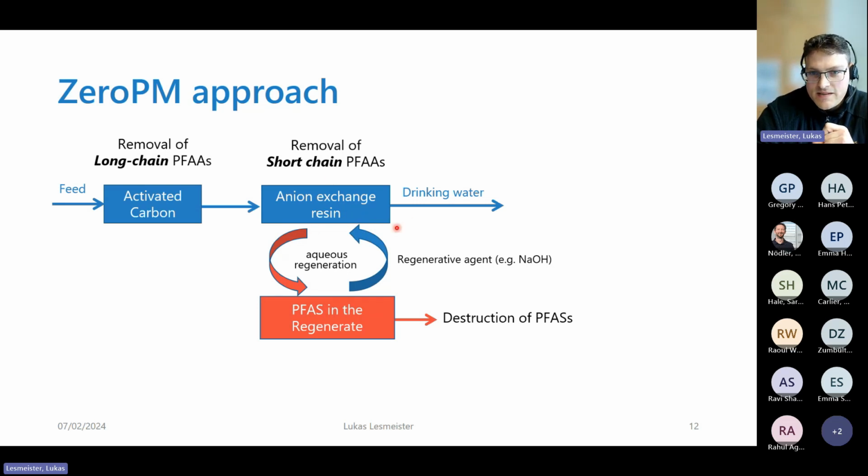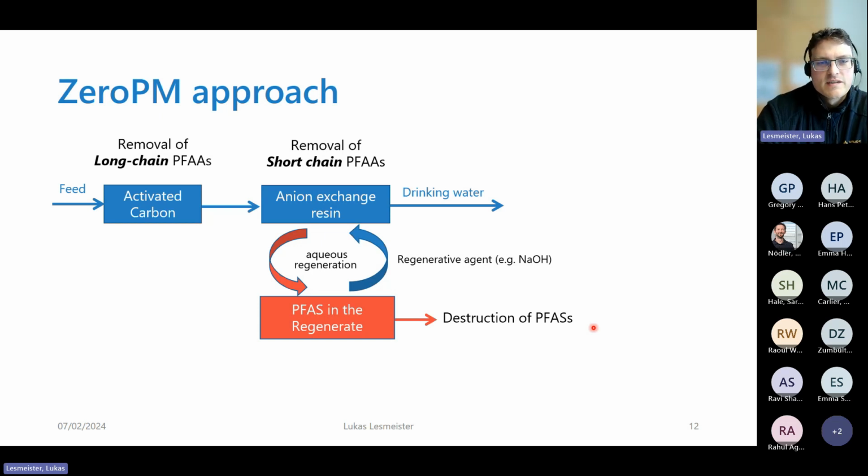And when we use a weak basic anion exchanger, we can use an aqueous regeneration by just increasing the pH and do this regeneration regularly. So we can use the resin and the activated carbon for quite a long time. And then we need to pair the PFAS containing regenerate with a destructive technology. We are also working on that, but it's not part of this presentation.